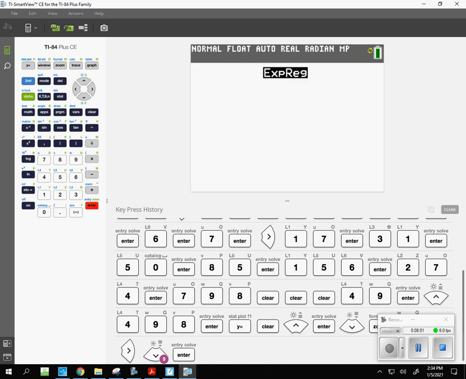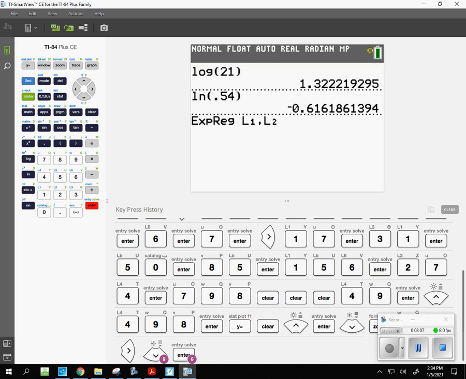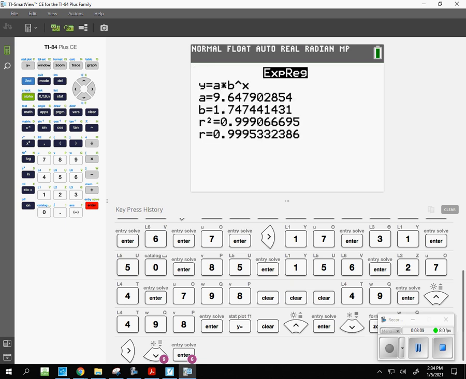Hit enter. Depending on your type of calculator, and so notice y equals a times b raised to the x. It got 9.648. So 9.648 and 1.747. So I'm going to write those down here.